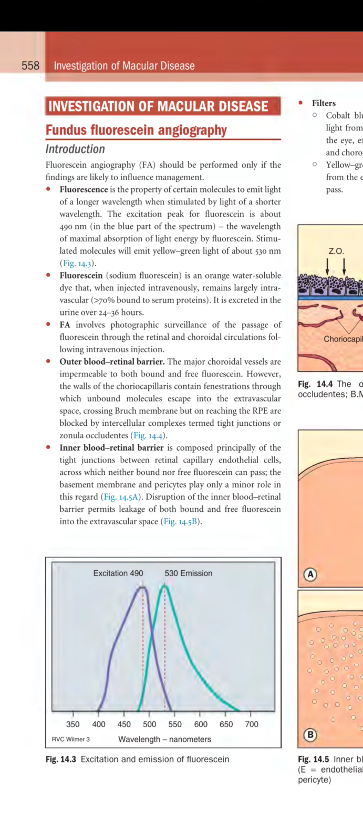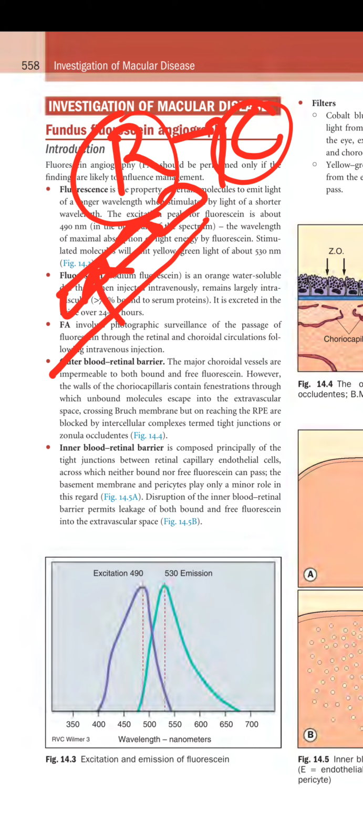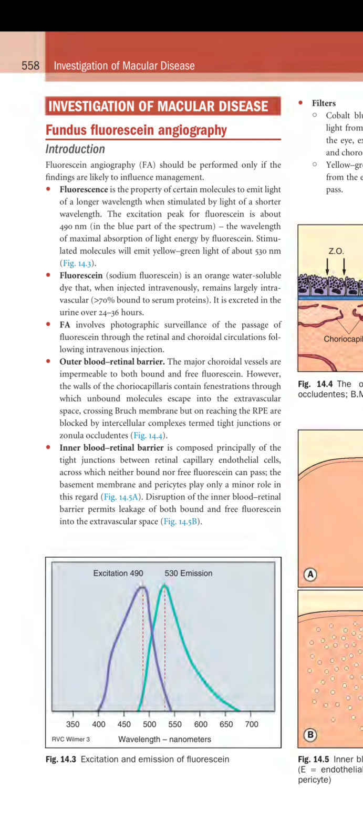The inner blood retinal barrier is composed principally of the tight junctions between the retinal capillary endothelial cells, across which neither the bound nor free fluorescence can pass. The basement membrane and pericyte play only a minor role in this regard. Disruption of the inner blood retinal barrier permits the leakage of both bound and free fluorescein into the extravascular space. So the inner blood retinal barrier is formed by the retinal capillaries, and because of the tight junctions between the endothelial cells, it will not allow any bound or unbound fluorescein to leak, and so the fluorescence remains intravascular, except if there is any kind of disruption of the retinal vessels.